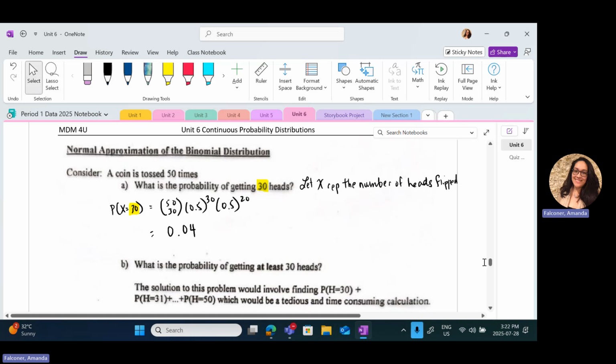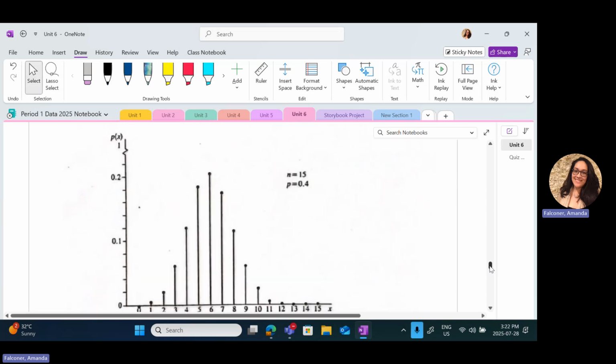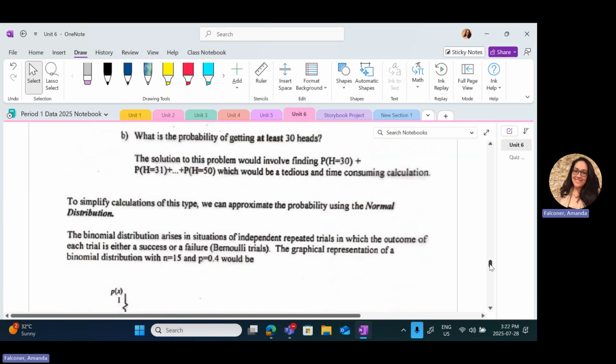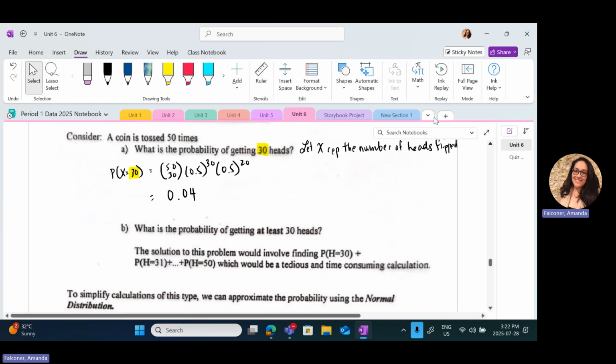But when the question slightly shifts to at least 30 heads, then the question becomes quite difficult and tedious. So what is the probability of getting at least 30 heads? Well, then we'd be opening up many different cases that would satisfy getting at least 30 heads, because the solution to this problem would involve the likelihood of getting 30 heads, or 31 heads, or 32 heads, or 33 heads, or 34 heads, all the way up to 50 heads. And that would be crazy time-consuming.